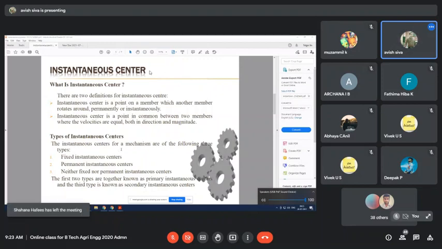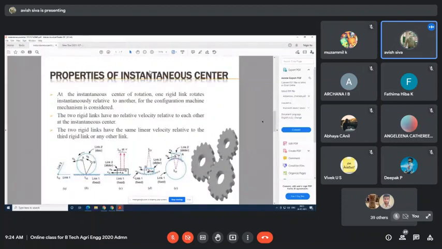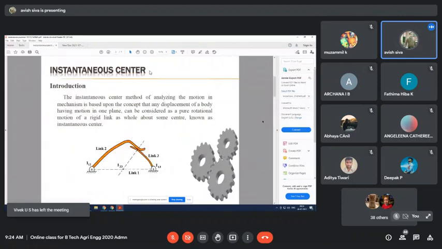And the instantaneous centers are classified into different types. They are fixed instantaneous center, permanent instantaneous center, and neither fixed nor permanent instantaneous center. So we will go through the definition and the types of instantaneous centers. So you know what is instantaneous center, and next is the types of instantaneous center. So first is fixed type instantaneous center.